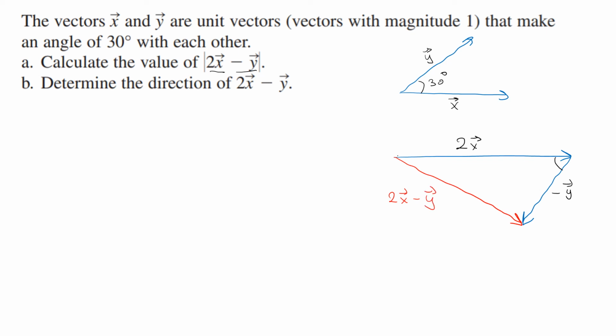Now, as for part A, I want you guys to do it because it's the exact same procedure that we did before. Just use the cosine law and you would get the value of 1.24 for the magnitude of 2x minus y.